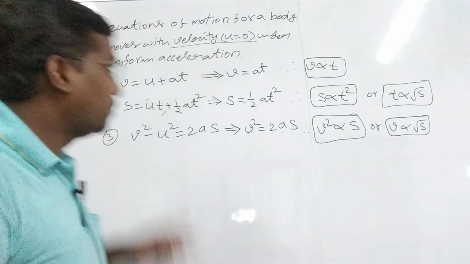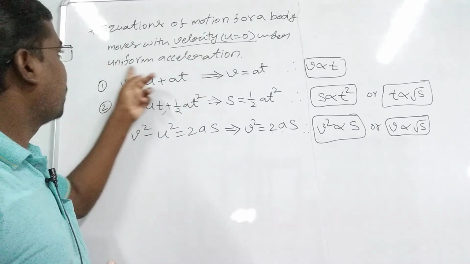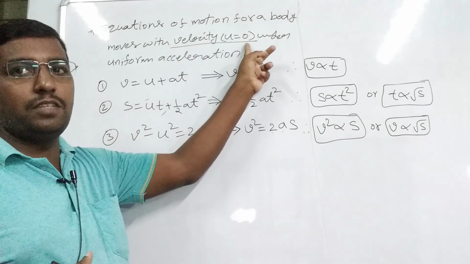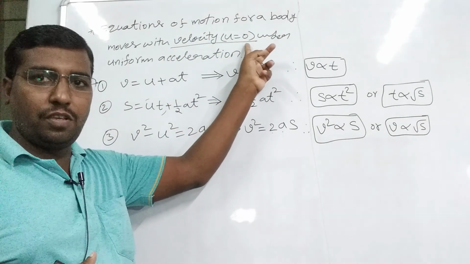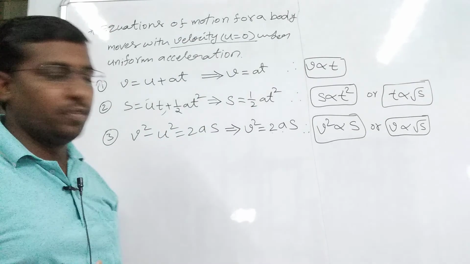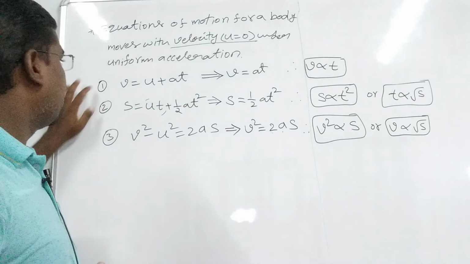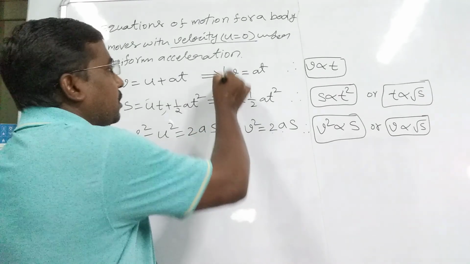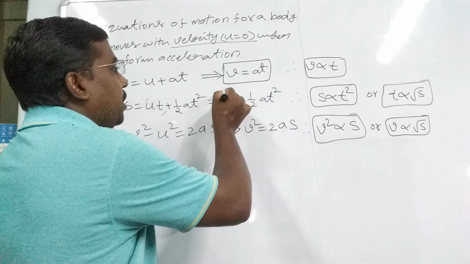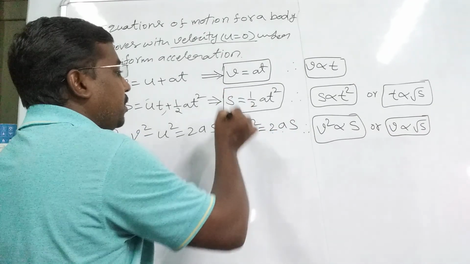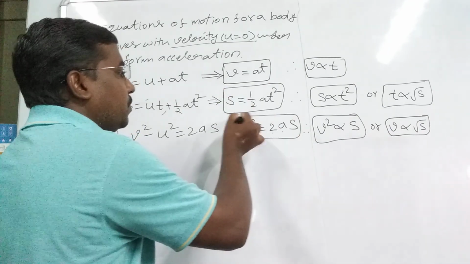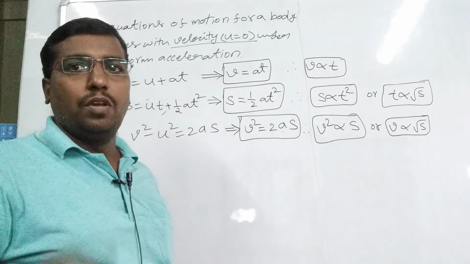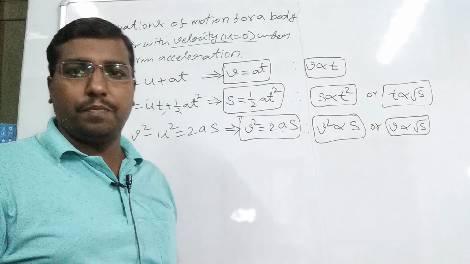These are used when the object moves under uniform acceleration and its initial velocity u becomes 0. The first, second, and third equations of motion are then written in the form v equal to at, s equal to half at square, v square equal to 2as. Whenever the initial velocity becomes 0, you have to write v equal to at.